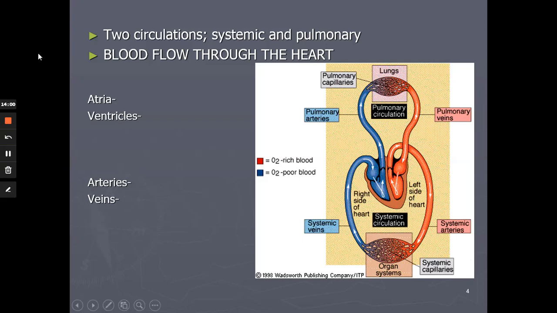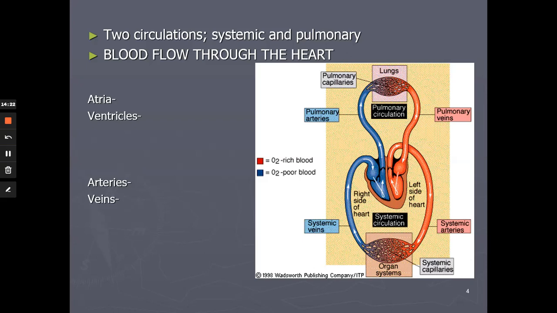Now, if you remember that arteries are on models, that arteries are always red, veins are always blue, about 95% of the time, you'll get that right. There is, however, one place, sort of, that you're really going to get messed up on that.